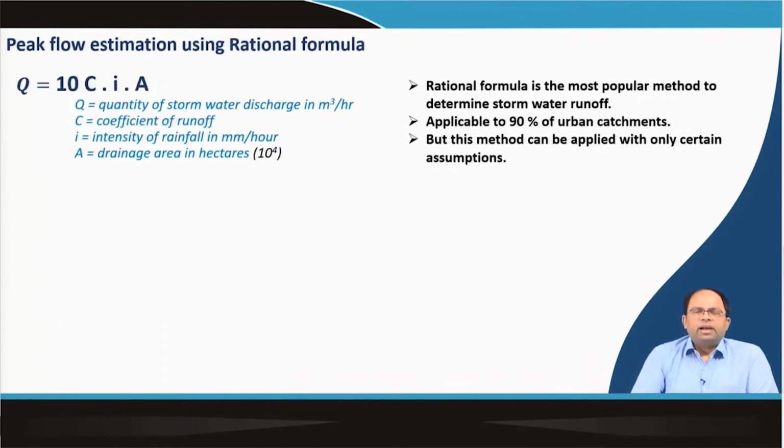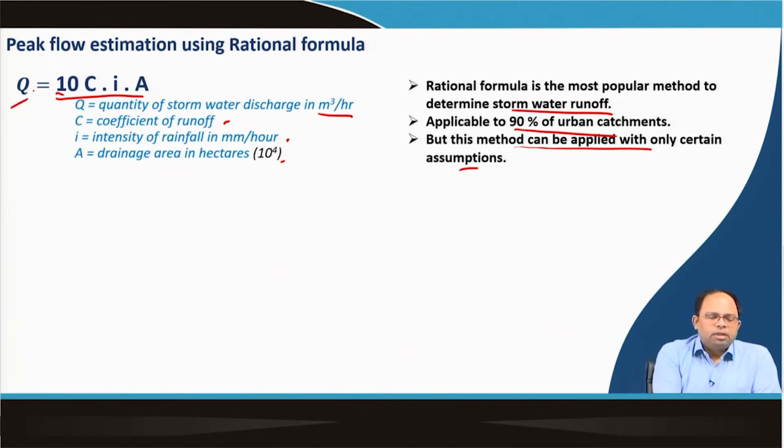Now we come down to the final calculation, where we have Q equal to 10 into CIA, where C is the coefficient of runoff, I is the intensity of rainfall in millimeter per hour, and A is the drainage area in hectares, 10 to the power 4. The 10 is just a factor, because we are doing it in meter cube per hour and not meter cube per second, so we end up with 10 CIA. This is the most popular formula to determine stormwater runoff, and it is applicable to 90% of urban catchments, because most urban catchments are pretty small. That is why we can apply this formula, but this method can be applied only with certain assumptions that I was discussing at the beginning as well.